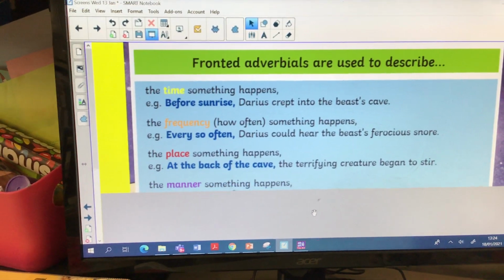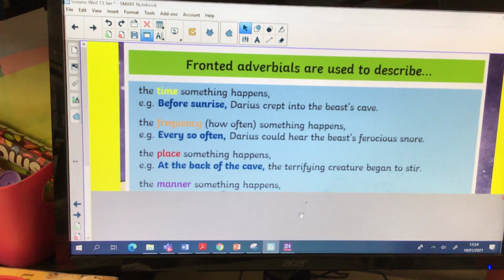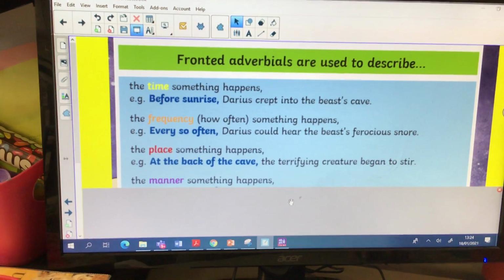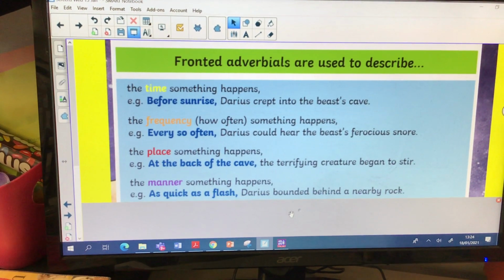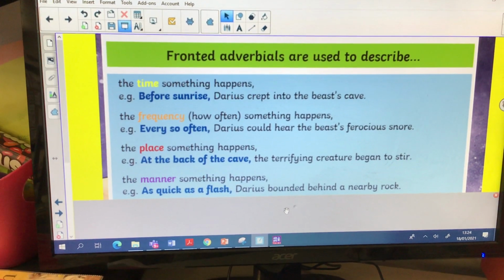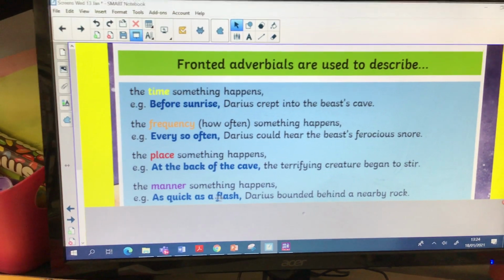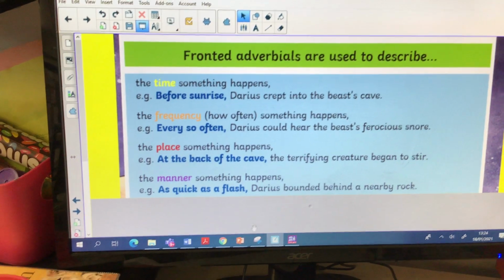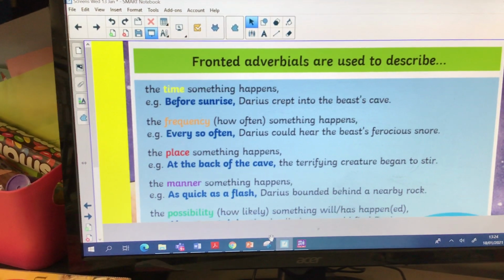Sometimes the fronted adverbial will tell you the manner that something happens. Here it is. As quick as a flash, Darius bounded behind a nearby rock. As quick as a flash is telling you the manner in which something happens.